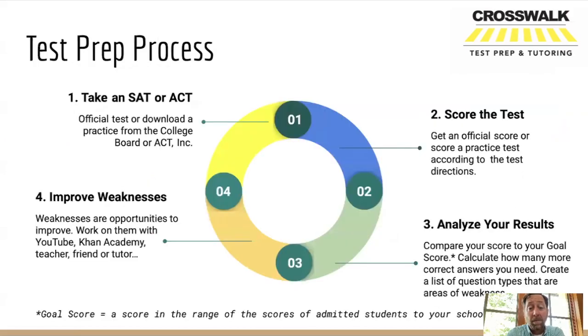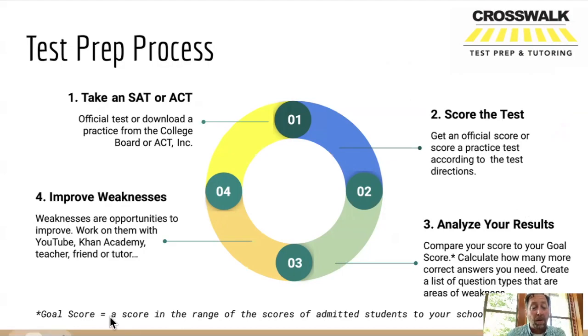And what does that look like? Well, it's a cyclical process. This is exactly what we work on with our students. We have them take a practice test or an official one. That's step one. Get that score. That's step two. Now, analyze that score. Again, that's a comparison activity in which you say, what is the official score versus what is the goal score?